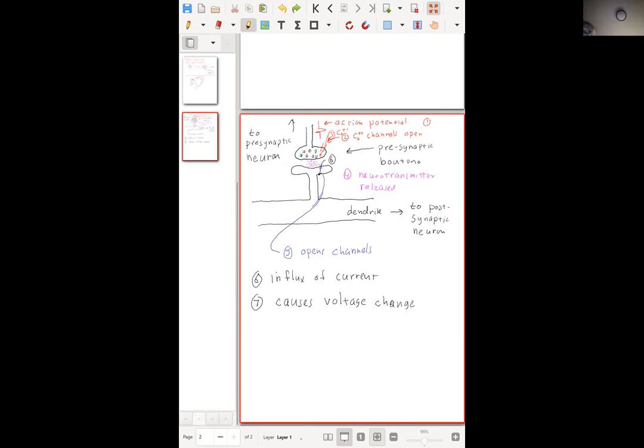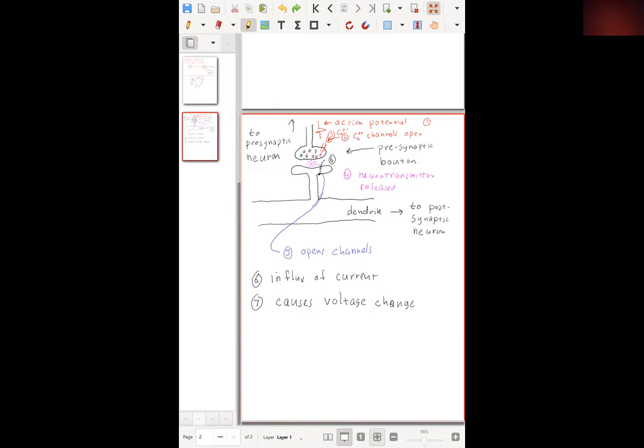Because there's more calcium on the outside than the inside, the voltage-gated channels allow calcium influx. At the presynaptic terminal, you have the little boutons, very small spheres filled with neurotransmitter. It fuses to the membrane right there, and neurotransmitters are released. Those are the magenta dots.